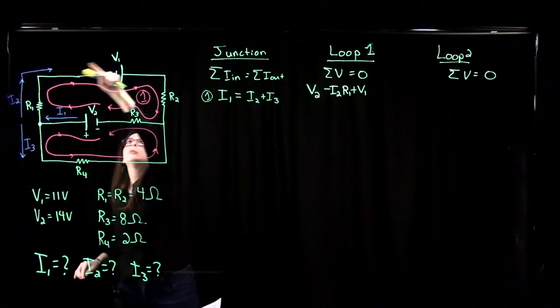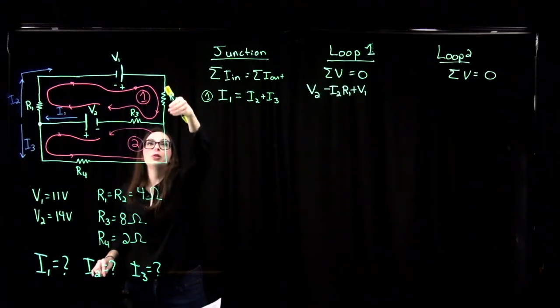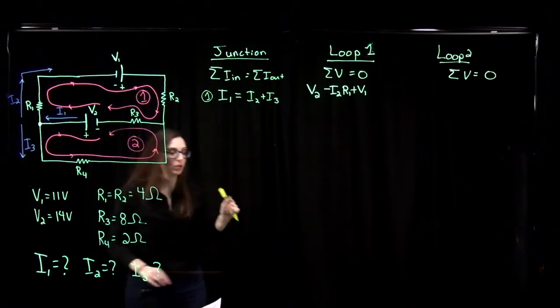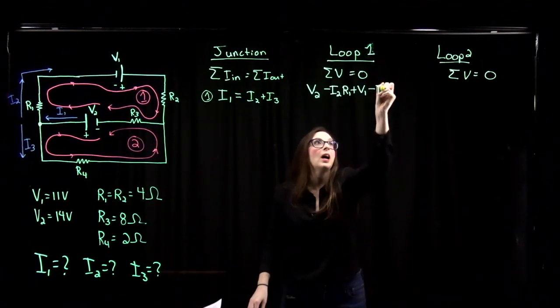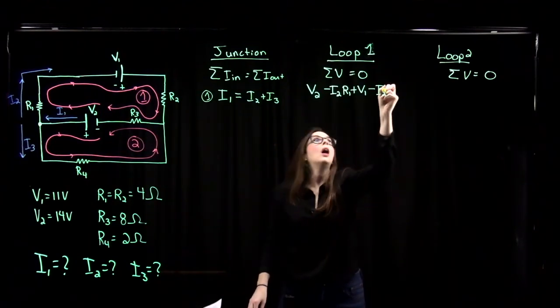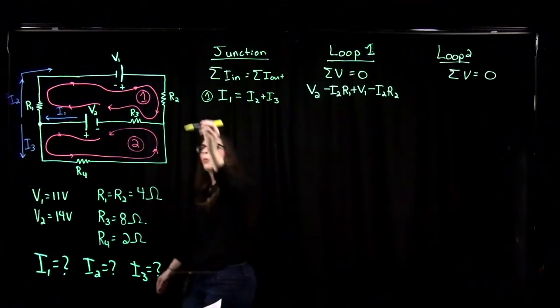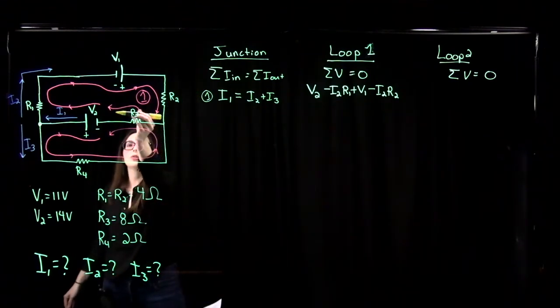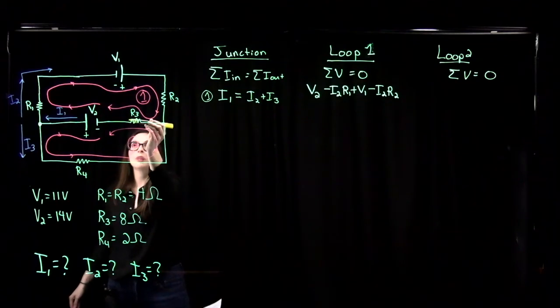So I2 is running all the way around here. So we're coming through resistor 2 in the direction of current I2. That's decreasing our potential, so we're going to say minus I2 R2. And then we've got one more element to traverse through. Around loop 1, we have to go through resistor R3.